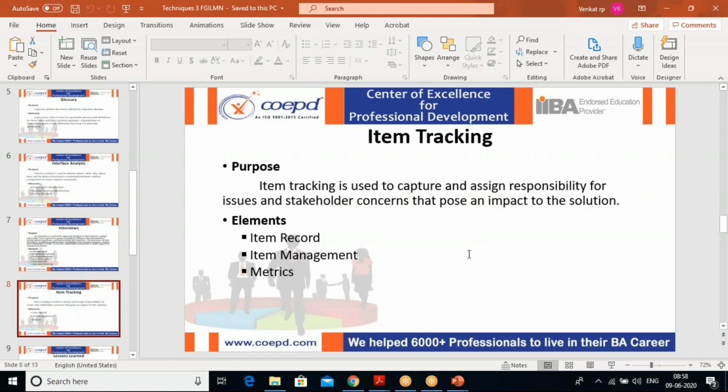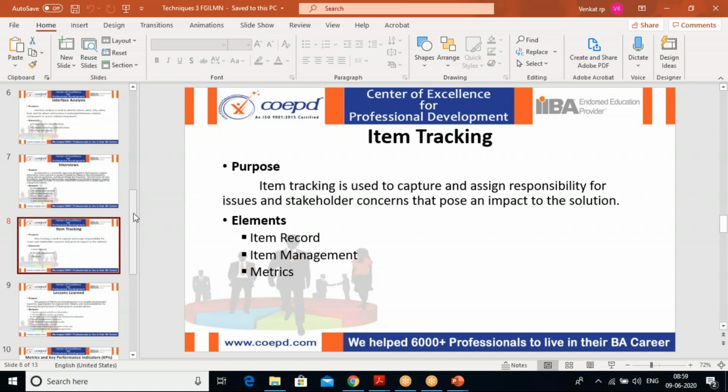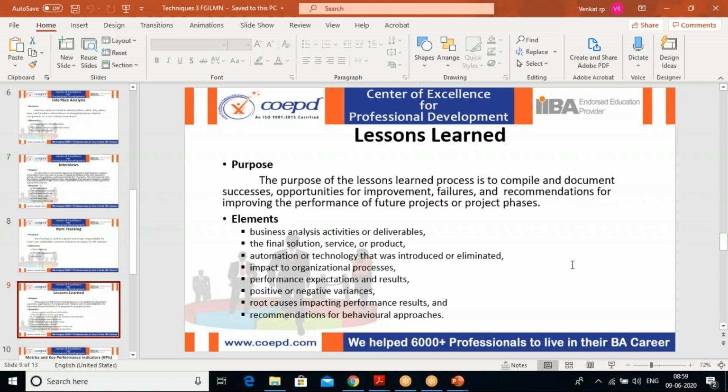And coming to item tracking, an item is like a task, and we are going to track those tasks: who is responsible for it, who is going to take care of it, what the position of it is, what the situation is. We will have item tracking for everything. It is just like the RTM, requirements traceability matrix. There we track the requirements; here we are tracking the items. Okay, fine, got it.